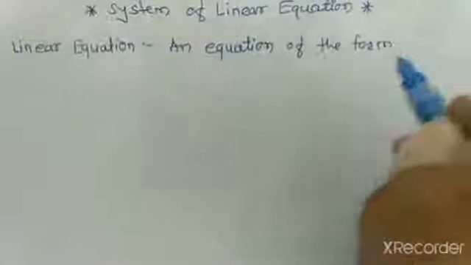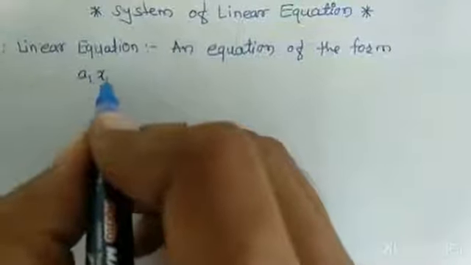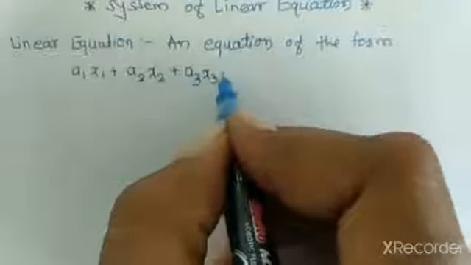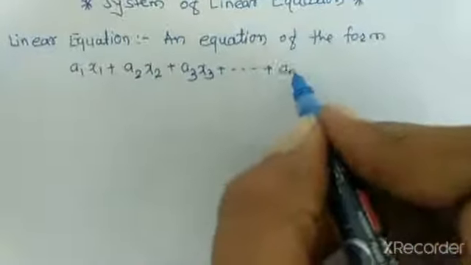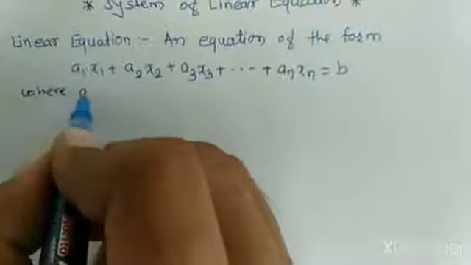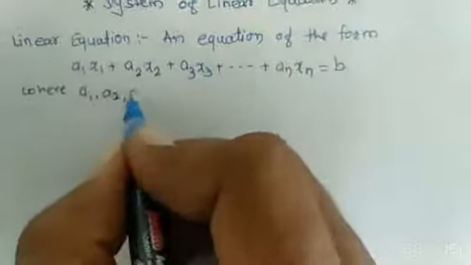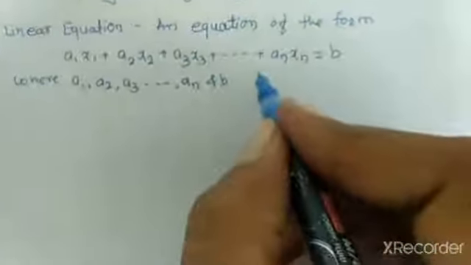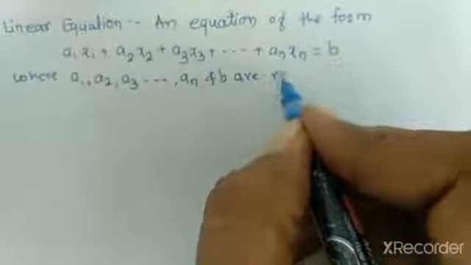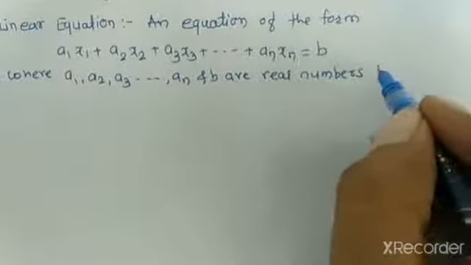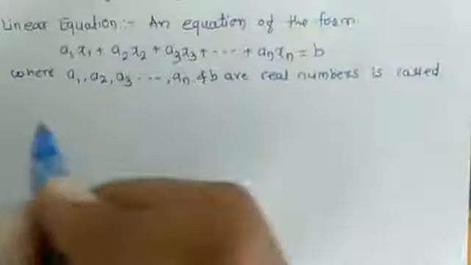An equation of the form a1x1 plus a2x2 plus a3x3 plus so on up to anxn is equal to b, where a1, a2, a3 up to an and b are constants or real numbers, is called linear equation.